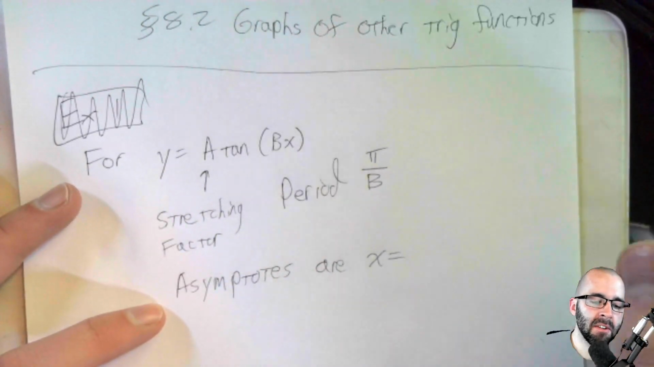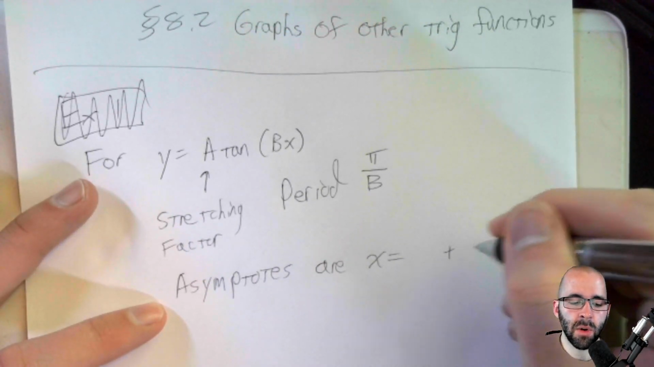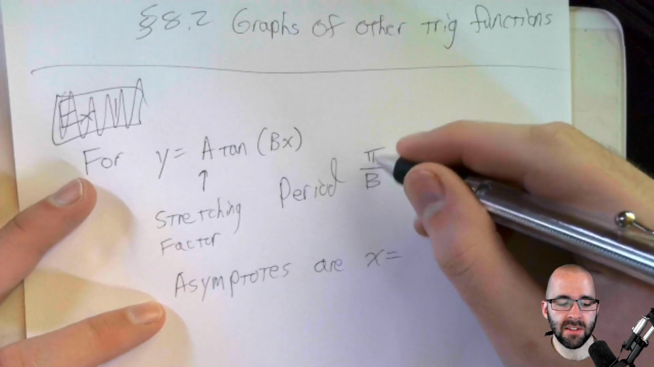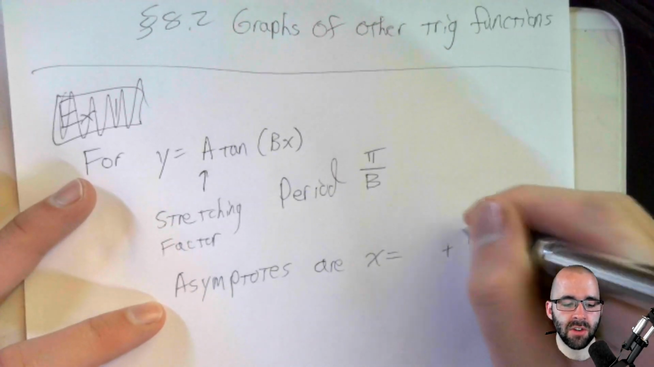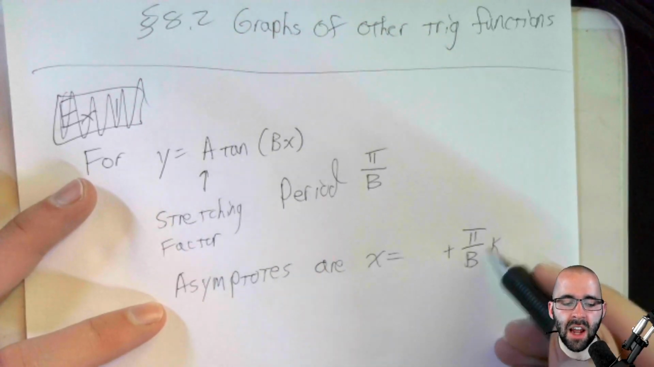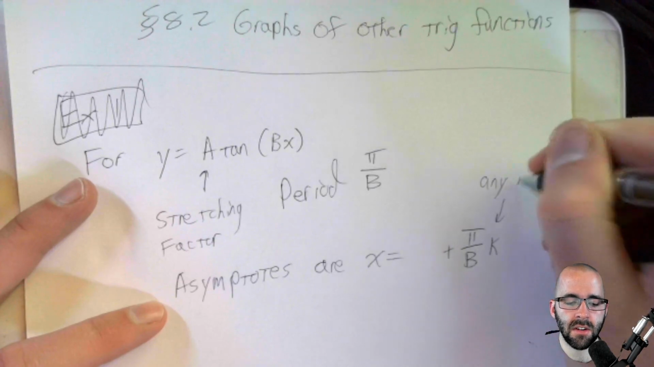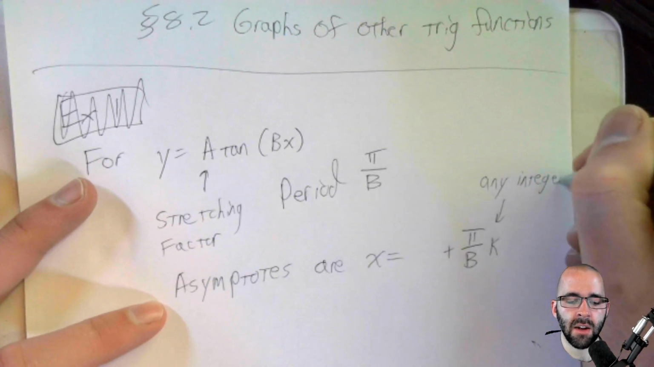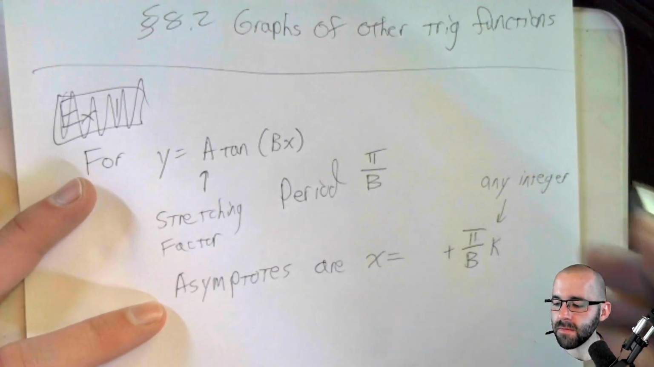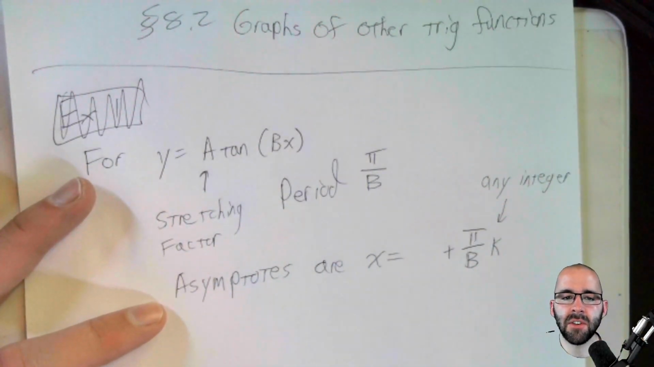So let's leave a blank for the first one, and then adding a bunch of pi's, or a bunch of the period. But here the period's not pi, right? The period for a general tangent is pi over b. And then we just add a bunch of these, where k is any integer. So we can add multiples of the period. And the question is, what goes here? What's the equation of the first one?